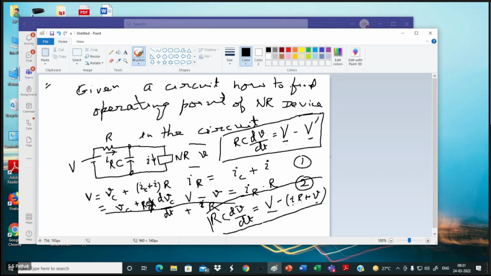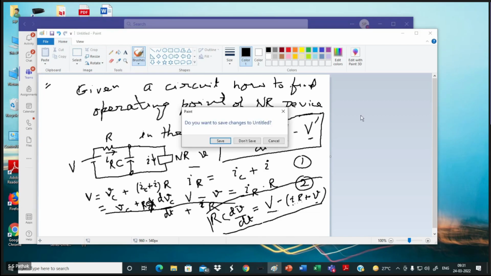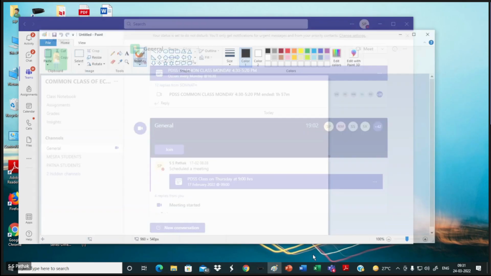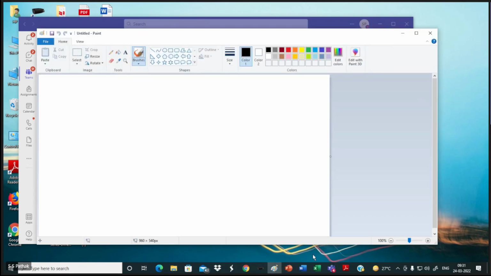I'm coming to this new screen. Is it okay up to this point? V minus V dash, some V dash is coming there. Now I'm coming to the second screen. Sorry, I got lost in the meantime. I have got here RC dV by dt.